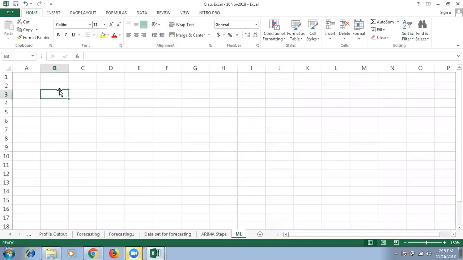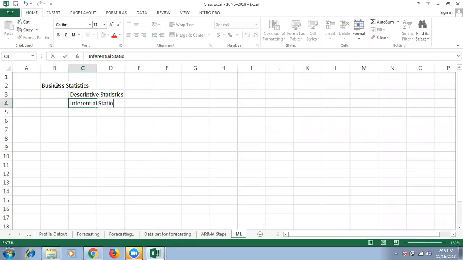So if we look at the last few sessions, what did we do? I think we started with understanding of the business statistics. So that's the place we discussed descriptive statistics and inferential statistics. And then we started with predictive modeling, and we saw the types of business problems.